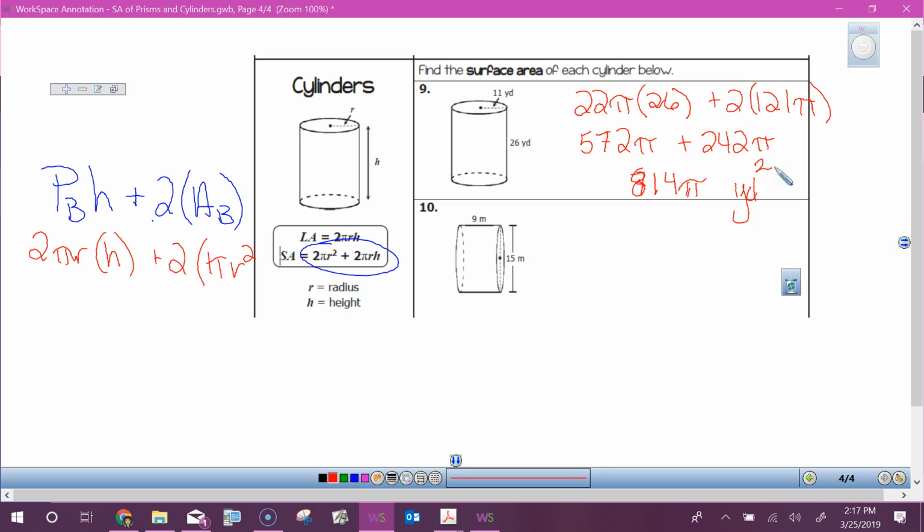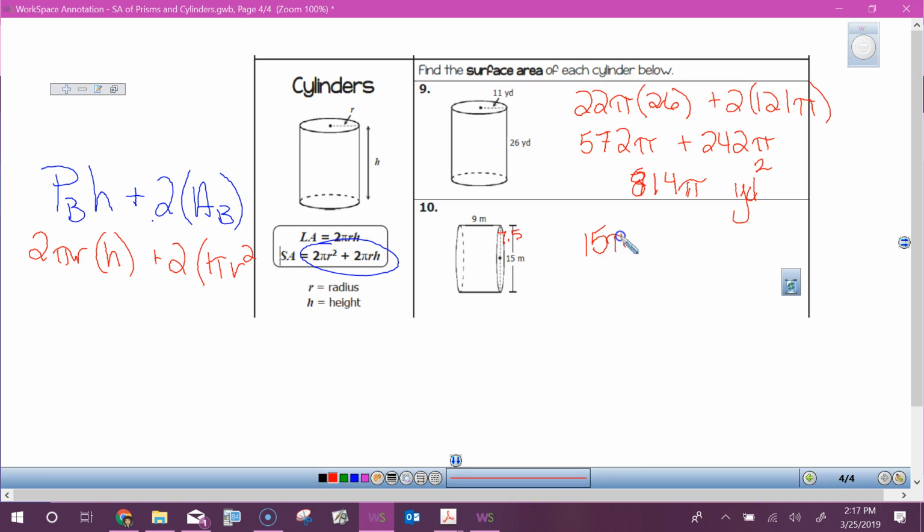Okay, so look at 10. What's my radius in 10? 7.5. Be careful with that. Sometimes they'll give you the diameter, sometimes they'll give you the radius. So circumference or perimeter of my base. What do I have to do with my radius? Okay, so what am I doing with my radius, guys? Timesing by 2.